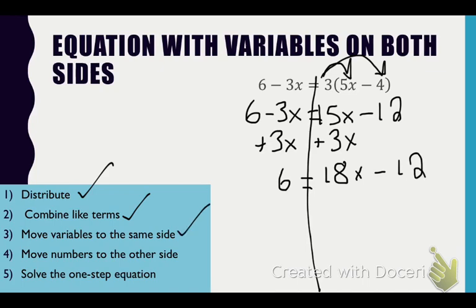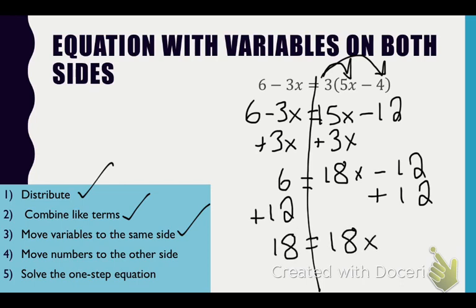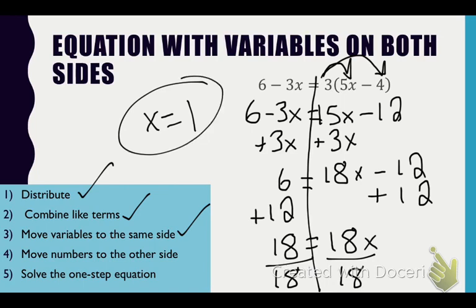Alright, now I need to move the numbers to the other side. So I'm going to do that by adding 12 to both sides. So 6 plus 12 is going to give me 18 equals 18x. And then my last step is to divide both sides by 18. So x equals 1. Okay, again I'm dividing because this means 18 times x. So I do the opposite operation.